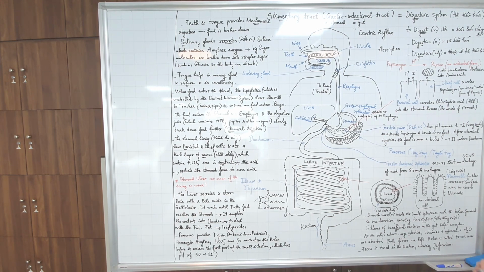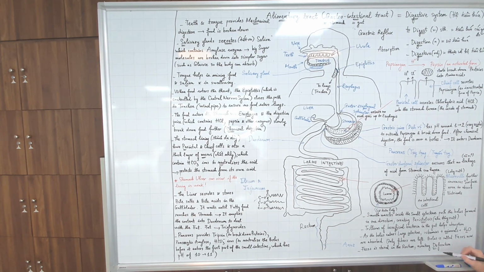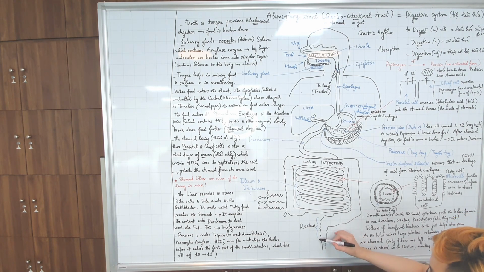The feces are awaiting defecation, the removal of feces from the body. Of course, around the anus you have muscles as well.